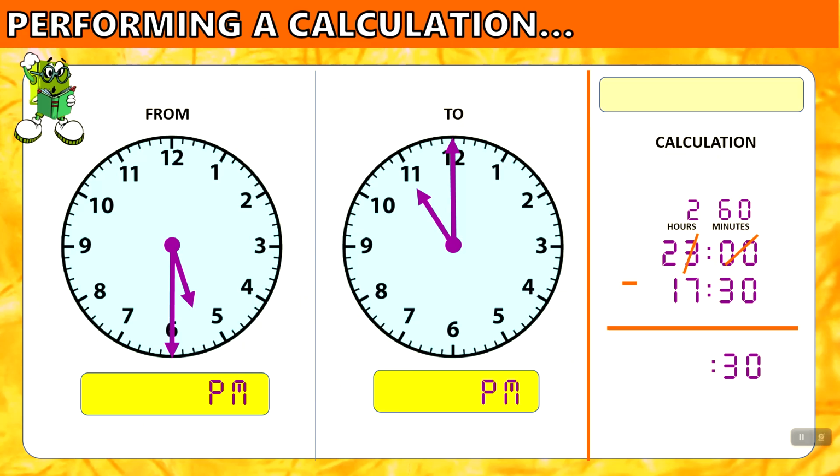60 take away 30 is 30. When we go over to hours now, we have to subtract 2 take away 7, and we know we cannot do that. And so we borrow again to the left column. We borrow from the 2, which gives us 1, and that hour that we have used gets added on to here. So instead of 2 now we have 12. Now 12 take away 7 is 5, and we have a total of 5 hours and 30 minutes.